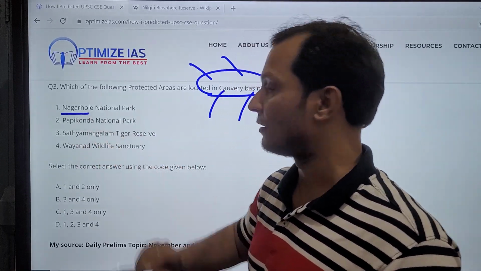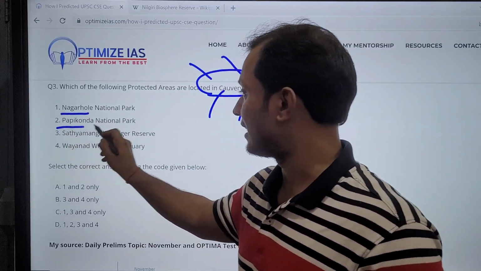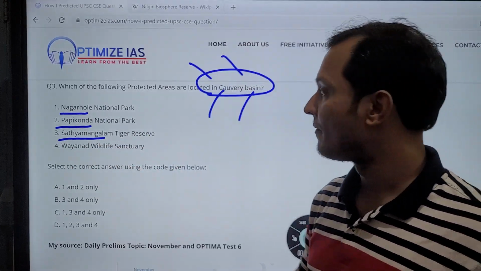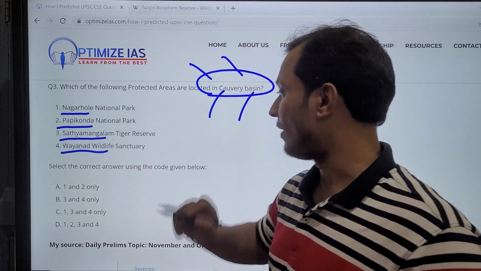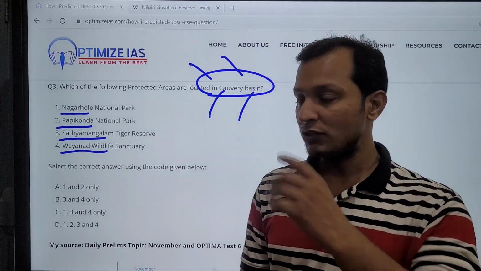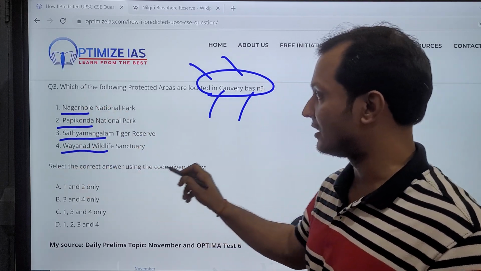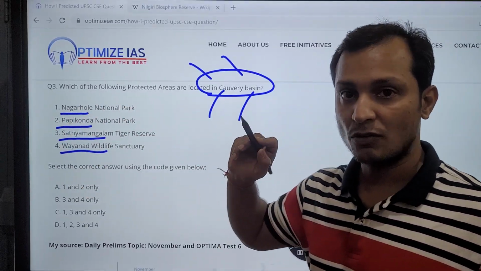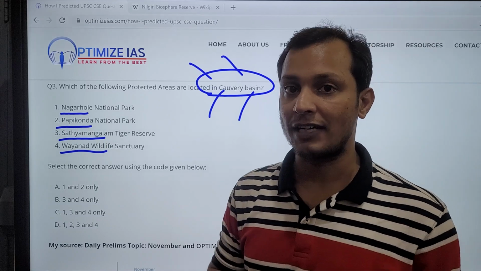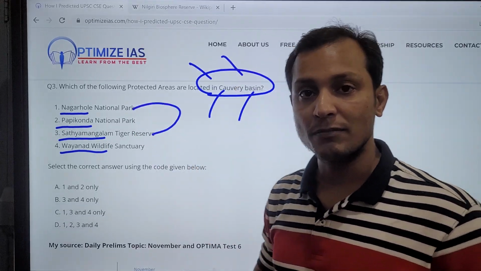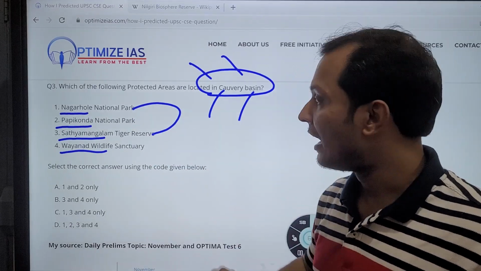Nagar Hole National Park, Papi Konda National Park, Satyamangalam Tiger Reserve, and Wayanad Wildlife Sanctuary. So what can you observe from these names? Can you find some relationship?